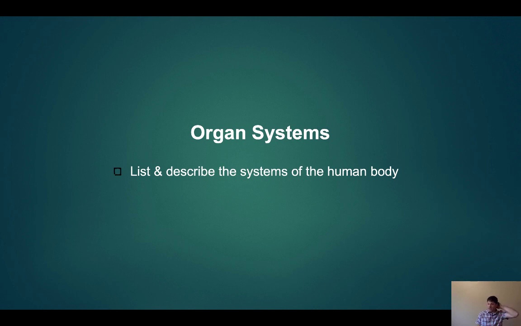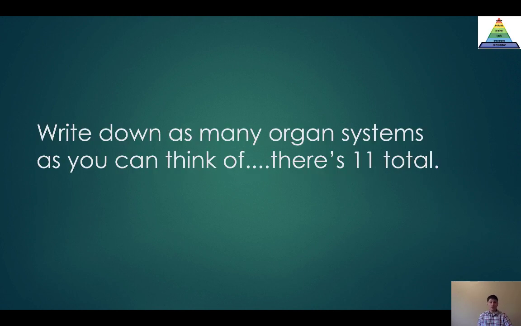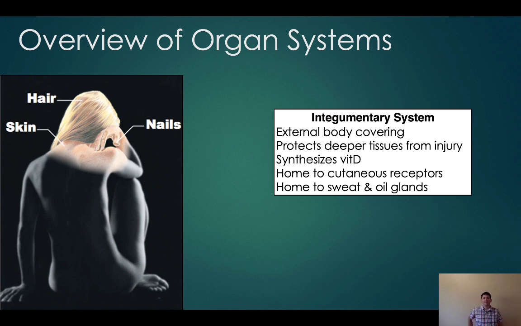So let's talk about organ systems. We're going to list them and describe those body systems. So again, pause here and think about what organ systems are in your body. There's 11 total. See if you can write down all 11. All right, so how'd you do?